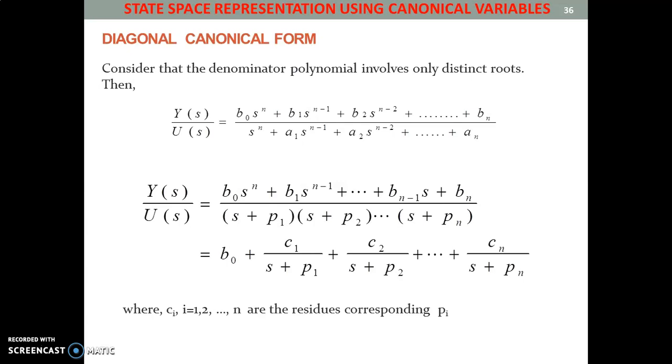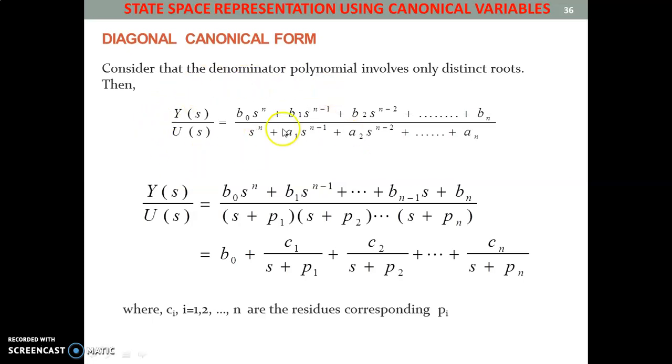In this also there are different forms, that is, the diagonal canonical form and also the Jordan canonical form. Now first we will take the diagonal canonical form. Let us consider that the denominator polynomial involves only distinct roots. That means this polynomial can be separated into different factors.